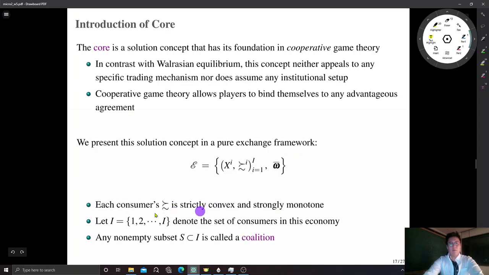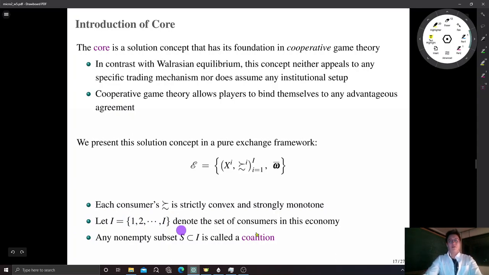Okay, and then we maintain the assumption that preference relation is strictly convex and strongly monotone. And with a slight abuse of notation, let me use capital letter I to denote the set of consumers, and at the same time to denote number of consumers. Okay, so I is the set of consumers and the number of consumers. So the cardinality of this set.